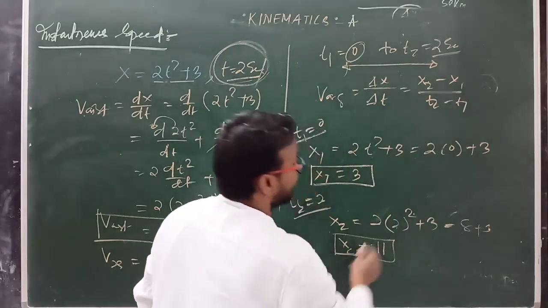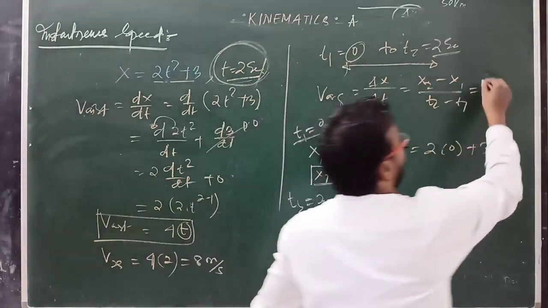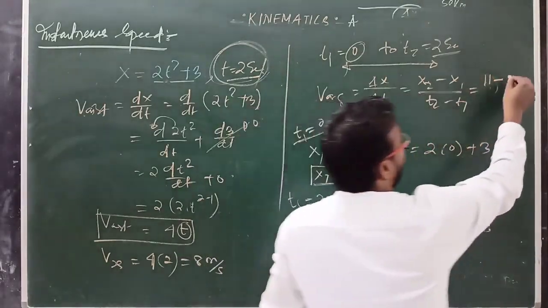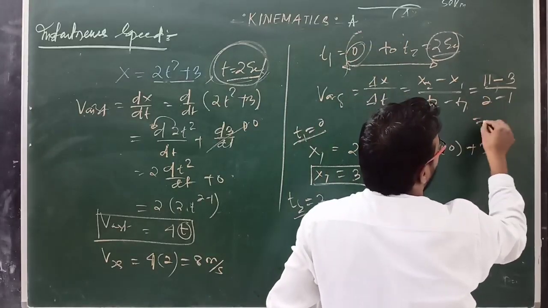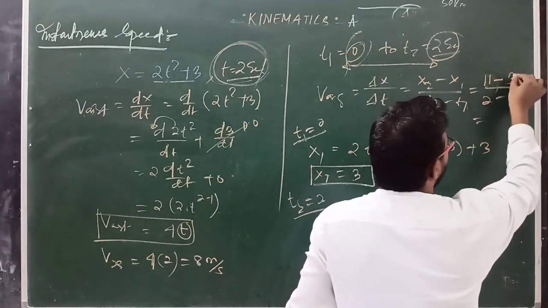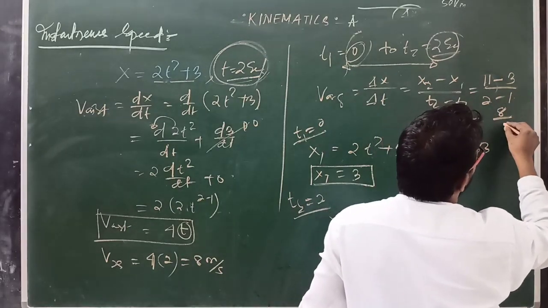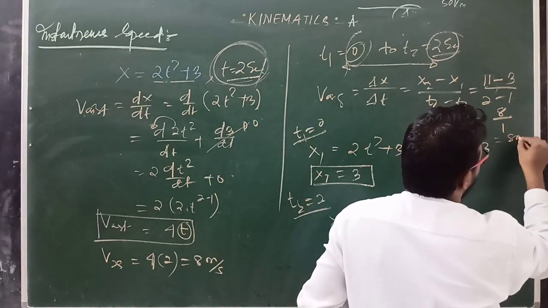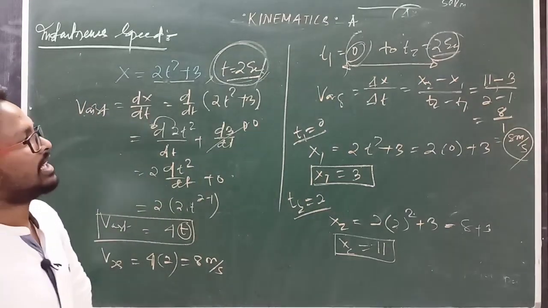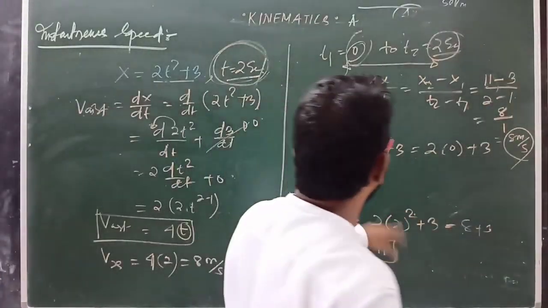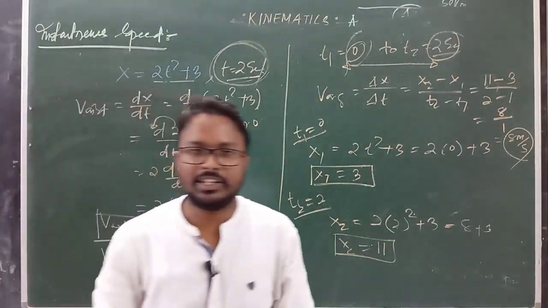Clear? So average speed, this is the general formula, equals x2 minus x1 divided by t2 minus t1. x2 is 11 and x1 is 3, so 11 minus 3, divided by t2 minus t1, where t2 is 2 and t1 is 0, so 2 minus 0. That is 11 minus 3, which equals 8, divided by 2 minus 0, which equals 2, so 4 meters per second. Clear? This is known as the average speed formula. So in this way, by using these relations you can calculate the average speed and instantaneous speed of a particle. Clear? Thank you all.